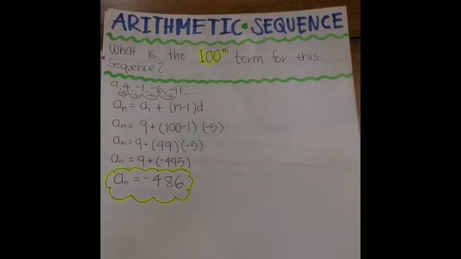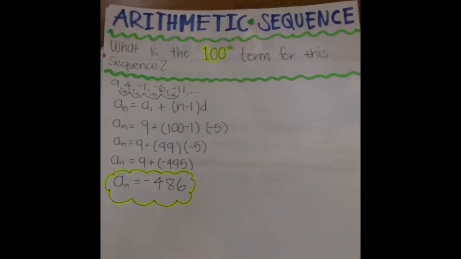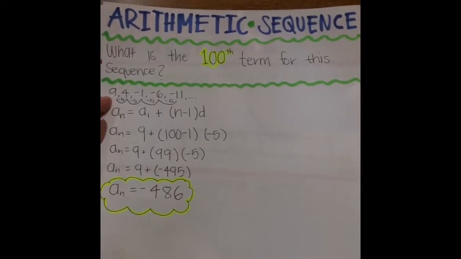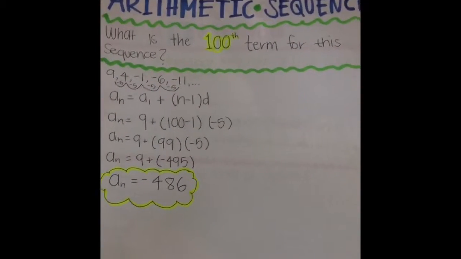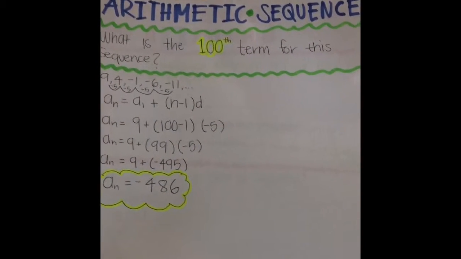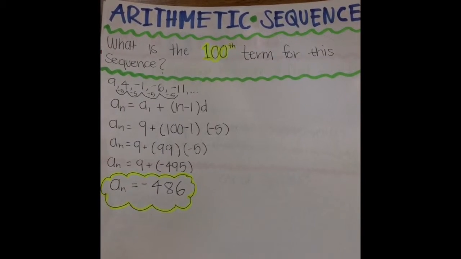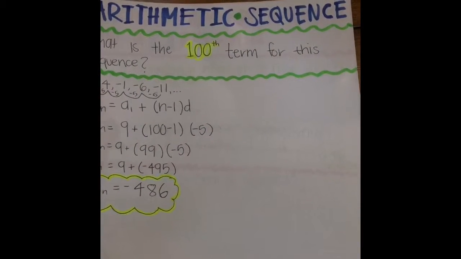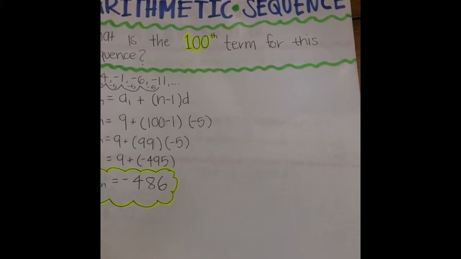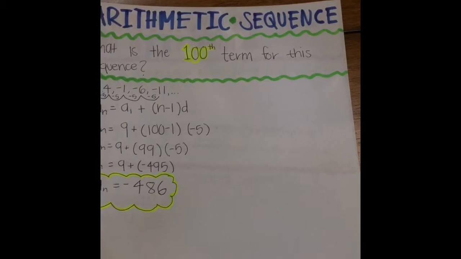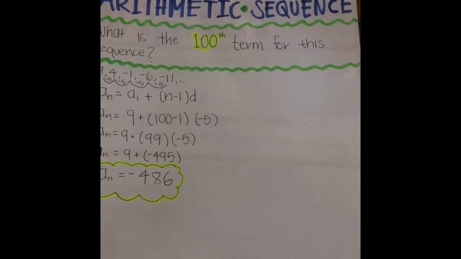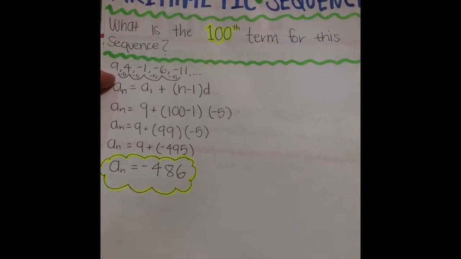So here we have arithmetic sequence, and what arithmetic sequence is when you are adding or subtracting numbers to find what your 100th term would be for the sequence. So you have 9, 4, negative 1, negative 6, and negative 11, and you end up with negative numbers because 9 minus 5 is 4, 4 minus 5 is negative 1, and so on. So you have a sub n equals a sub 1 plus n minus 1 times d. D represents the common difference, which is negative 5.